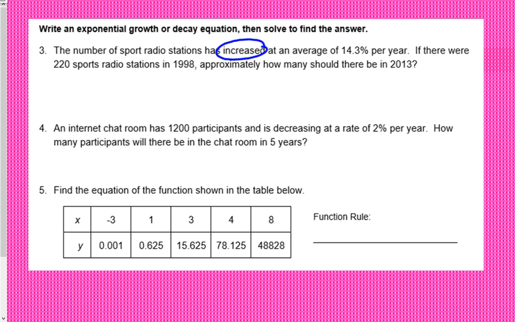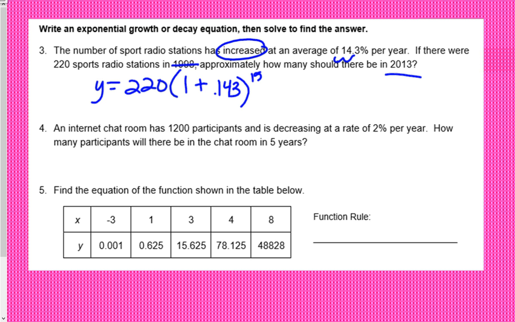So our initial starting point is that 220. It's increasing, so I'm going to do 1 plus. Move this decimal 2 times, so 0.143. And we're talking about a span of from 1998 to 2013. That's a span of 15 years. So I'm going to put a 15 up there.